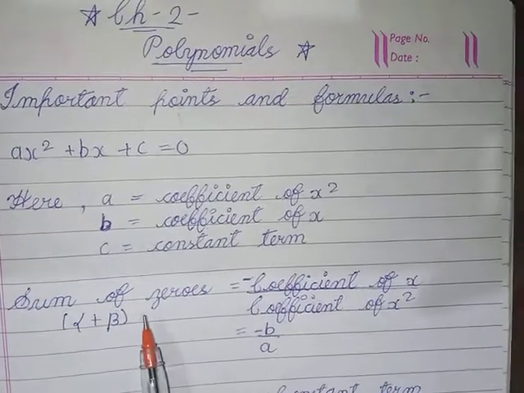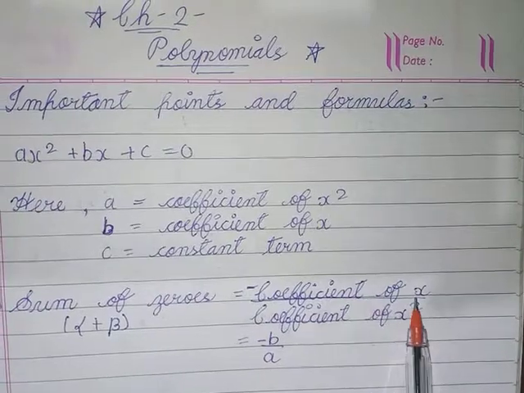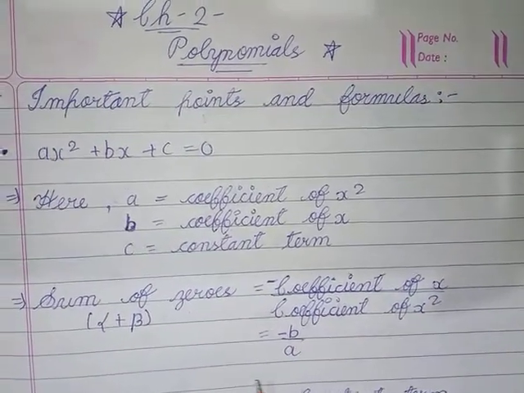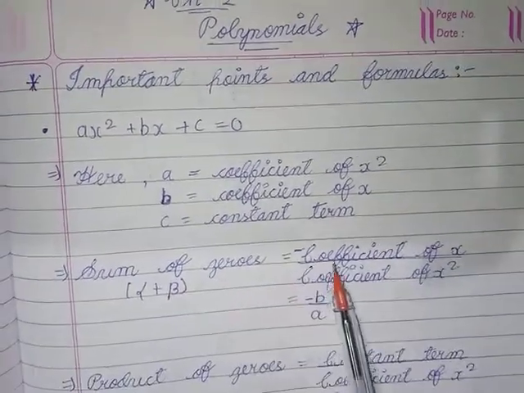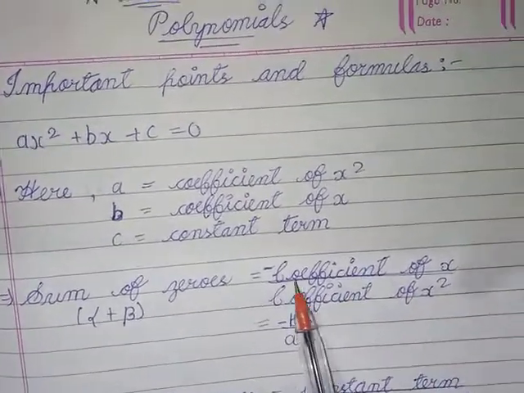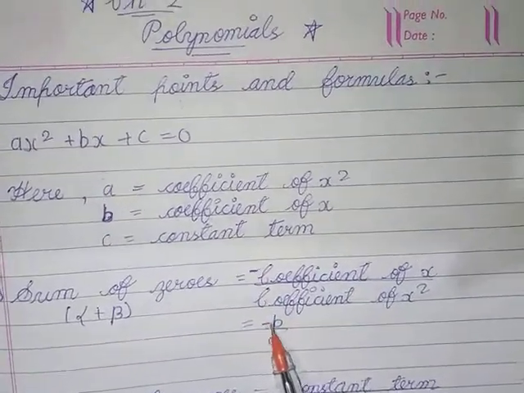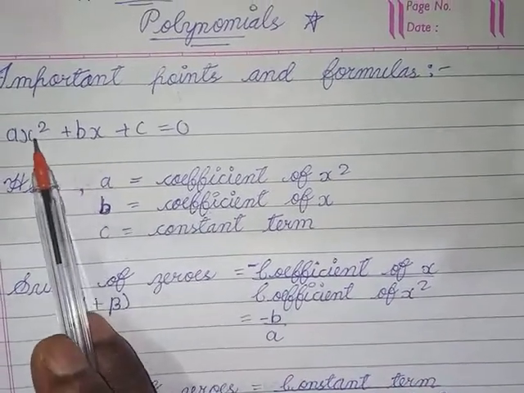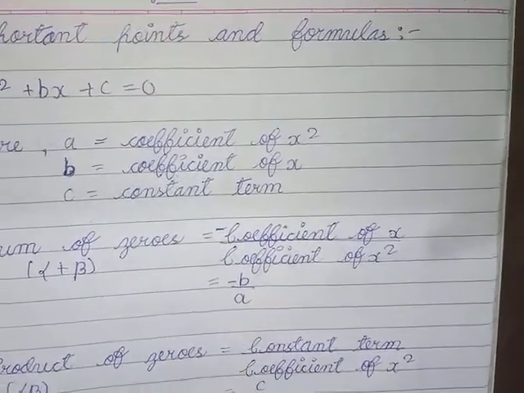So how will we define it? The sum of zeros is equal to minus coefficient of x upon coefficient of x square. So the sum of zeros is known as minus coefficient of x upon the coefficient of x square. What is the coefficient of x? Coefficient of x is b, so minus b. And the coefficient of x square is a. So the sum of the zeros becomes minus b upon a.